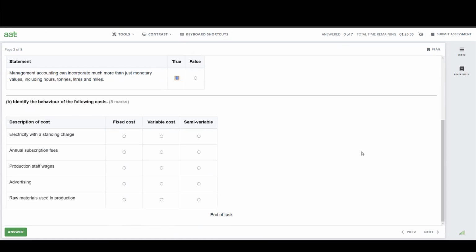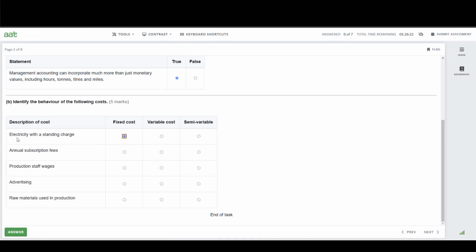Okay, we'll scroll down to part B. Here we're asked to identify the behaviour of the following costs, and we have a table with a description of the cost, and then we need to say whether we think that cost is fixed, variable or semi-variable. Now let's just have a look. Yeah, so we can only choose one option for each of these, which is what we would expect. Costs are either one thing or another. We can't have a combination, unless semi-variable, which of course is a combination of both fixed and variable costs.